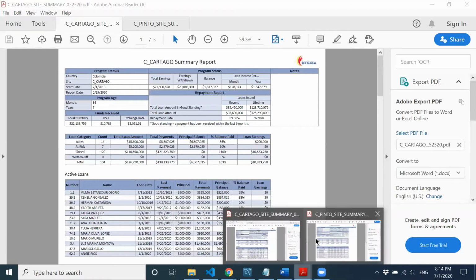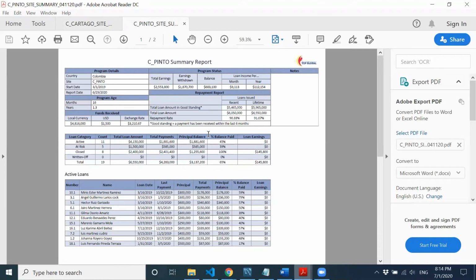But let's look at Pinto. In this case, they would come close, but they wouldn't necessarily qualify right now. So the repayment rate is a little low. It would need to be higher, up to 95%. And also they're working towards the total payments being twice as much, but they're not quite there.